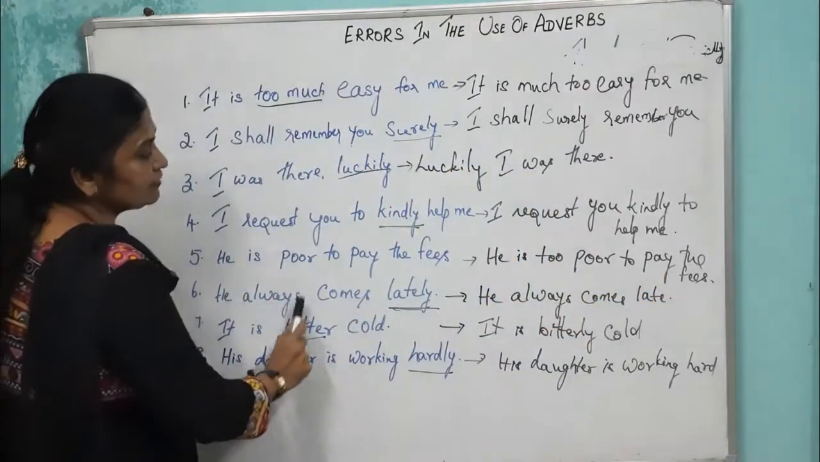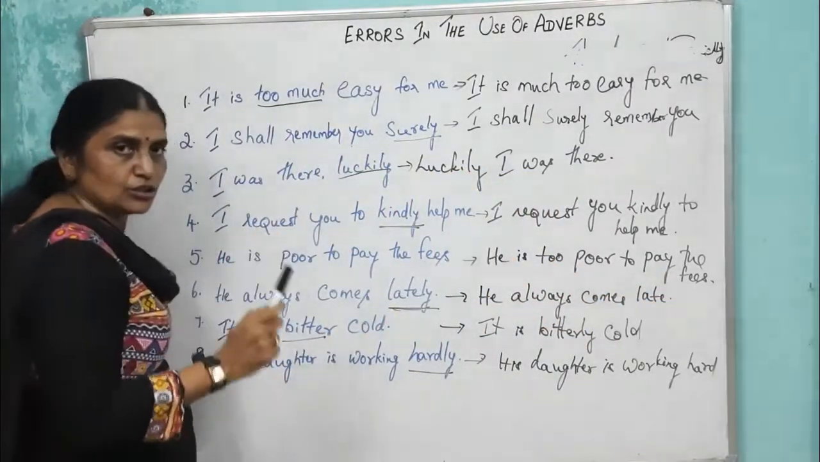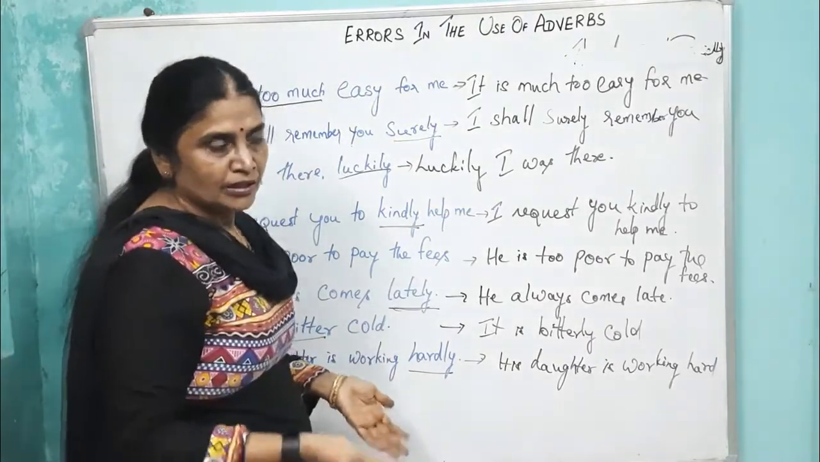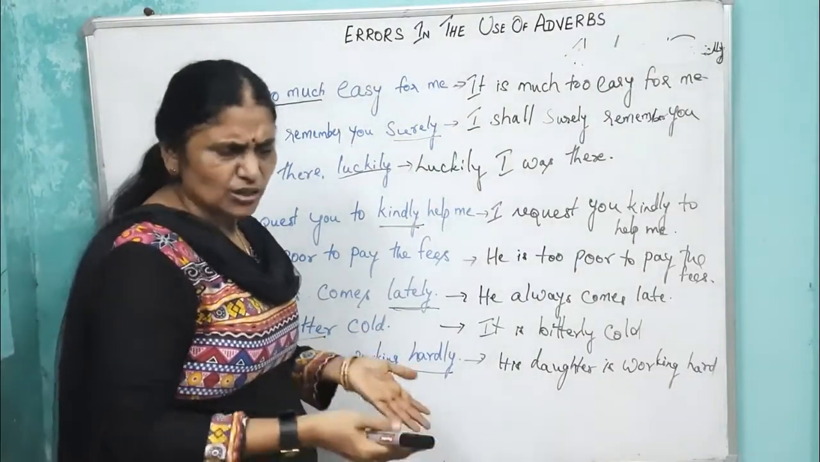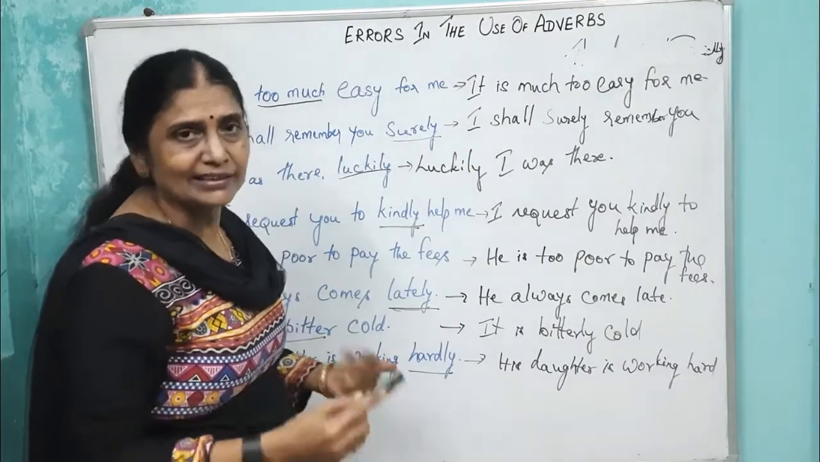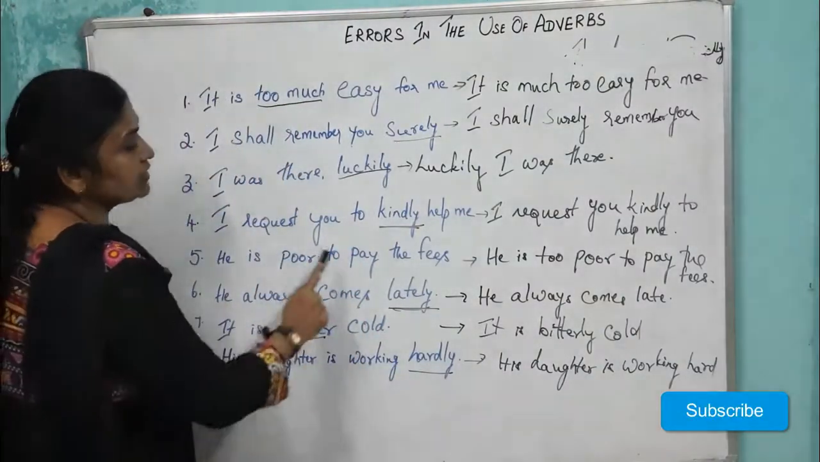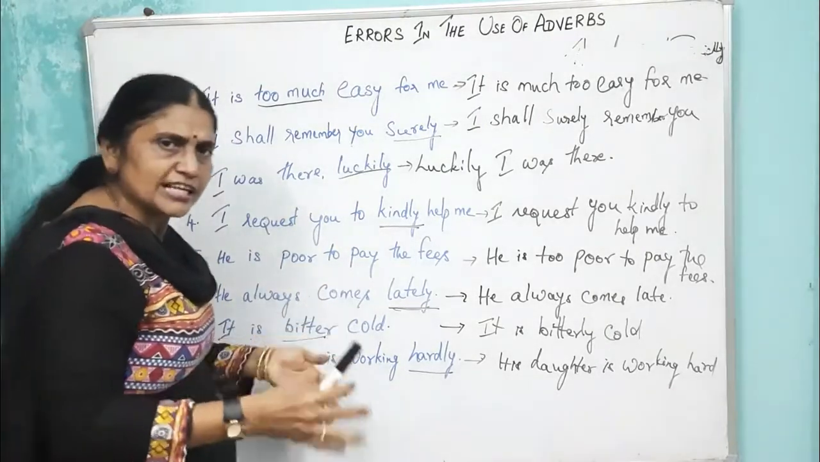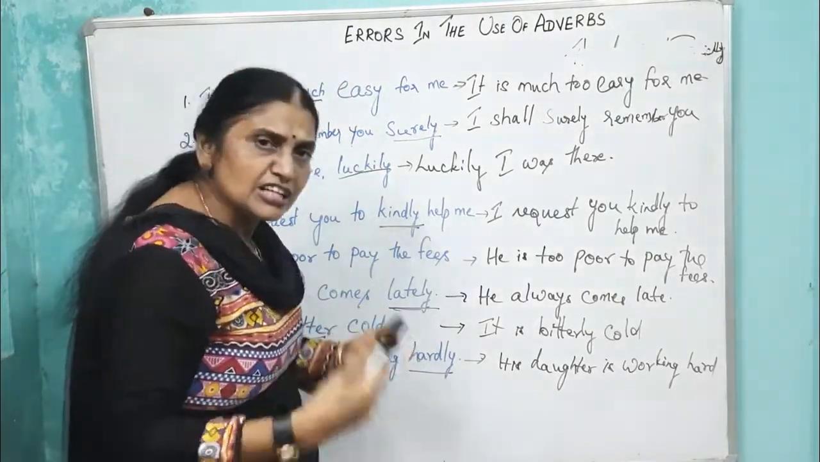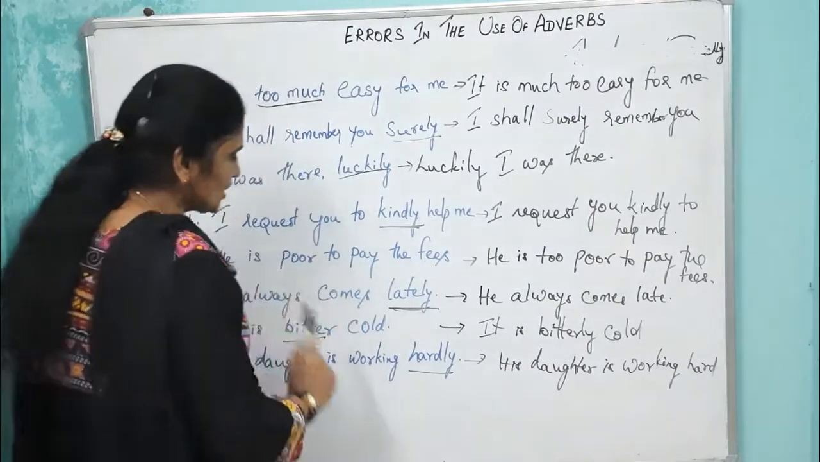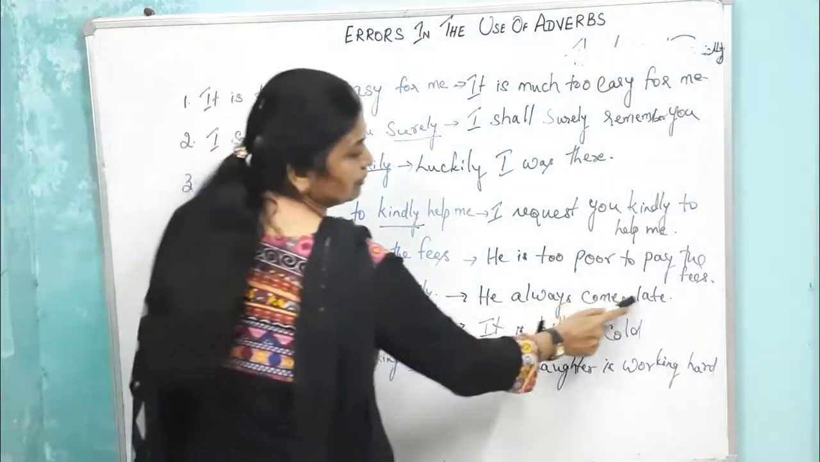Next one. He always comes lately. I told you lately means recently. It happened lately means it happened recently. The incident happened lately. That means recently. But your meaning is different. He always comes late to the school. He always comes late to the class. That's what you wanted to say. So he always comes late.